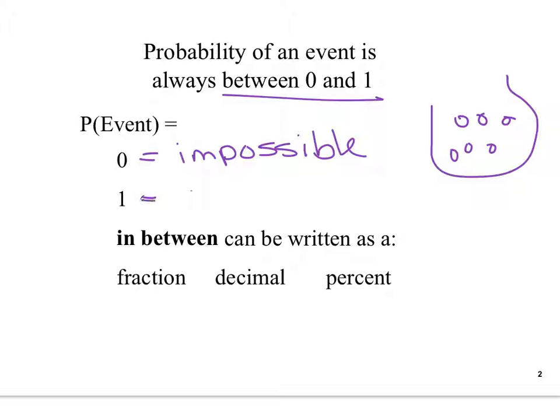1 is if the probability is certain. So in this same bag of marbles, if I have 6 purple marbles, what's the probability of me getting a purple? Well, that's 1 because it's going to happen. So the probability of an event occurring is always between 0 and 1. Anything in between can be written as a fraction, a decimal, or a percent. And that's probability.